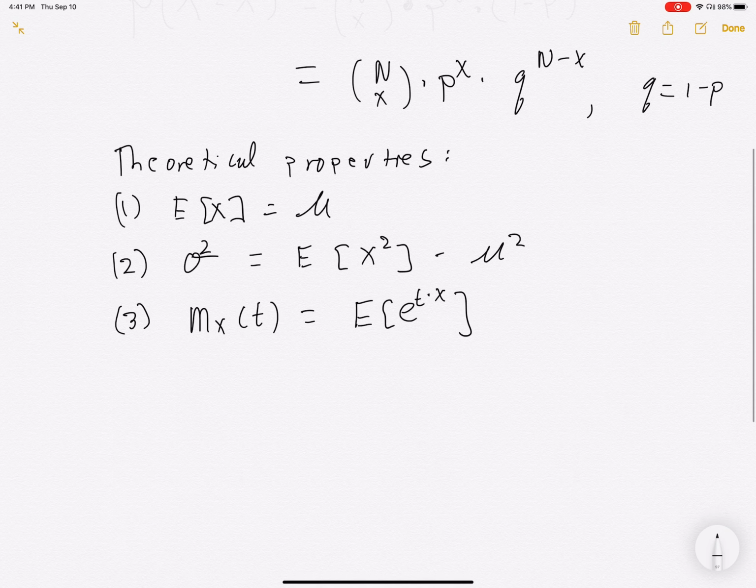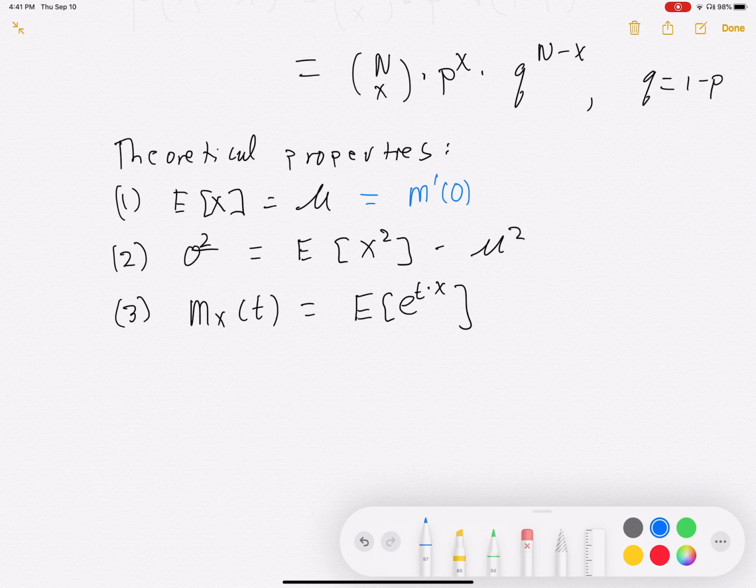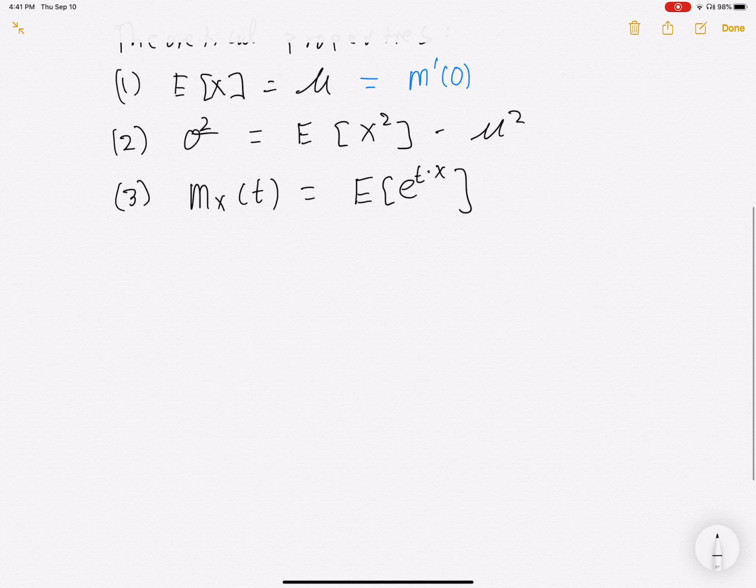And the moment generating function has one other very nice property, which is that the moment generating function's derivative taken at 0 is the mean. Now, it has another one that will help us with item 2, but let's first start with the moment generating function.